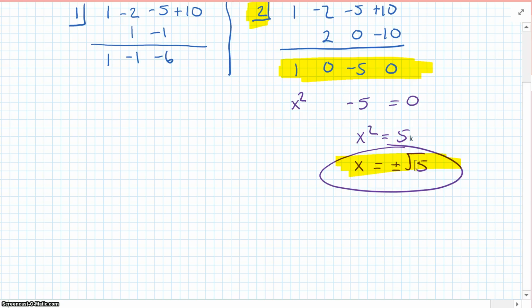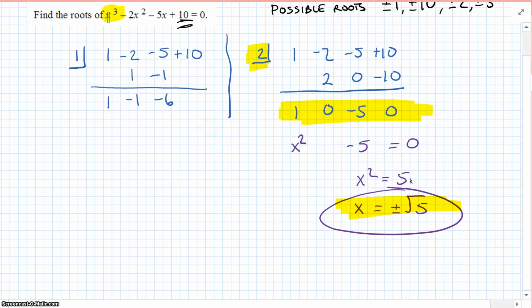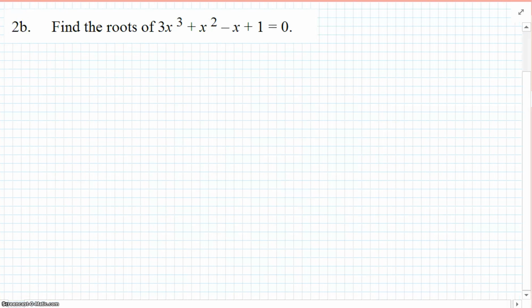So what do we have? We have a third degree polynomial, so we know we have 3 roots. We have 1 rational and 2 irrational. Okay, moving on to the next example.